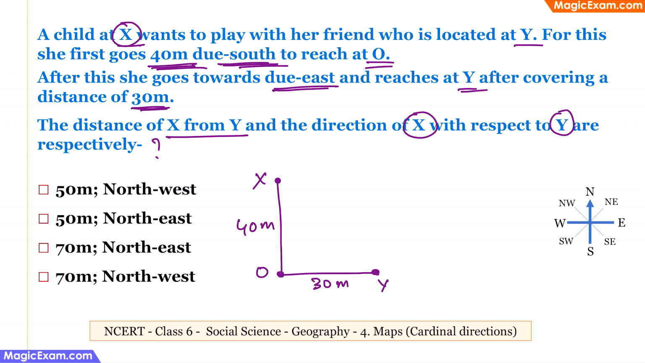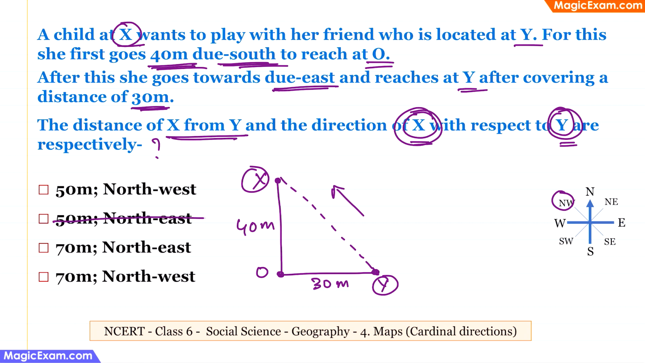Now the distance from X to Y and the direction of X with respect to Y are respectively what? Now the direction of X with respect to Y means if you are standing at Y, what would be the direction of X? So the direction of X would be this. This is northwest. Therefore, the correct answer should have northwest in it. So which means that 50 meters northeast and 70 meters northeast can be eliminated. Now we have two options left. So now we have to calculate the distance between X and Y.